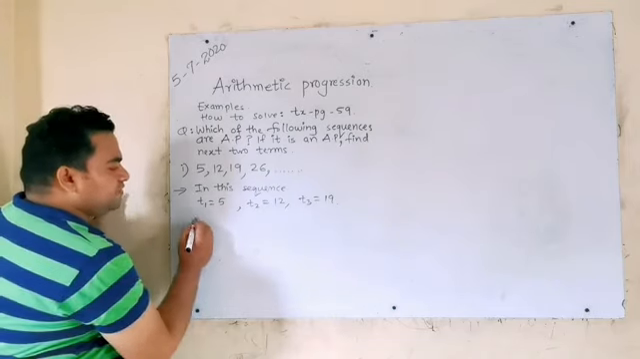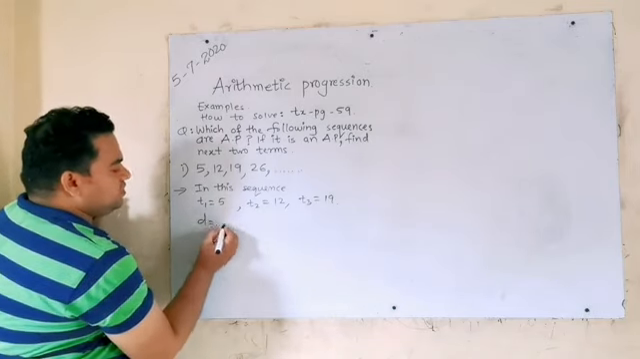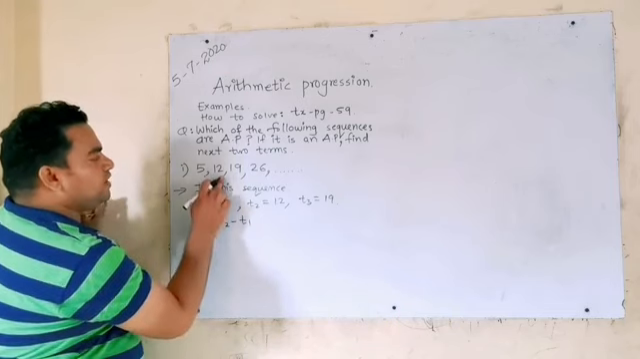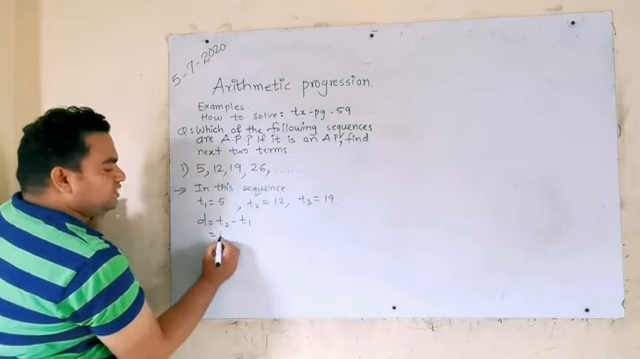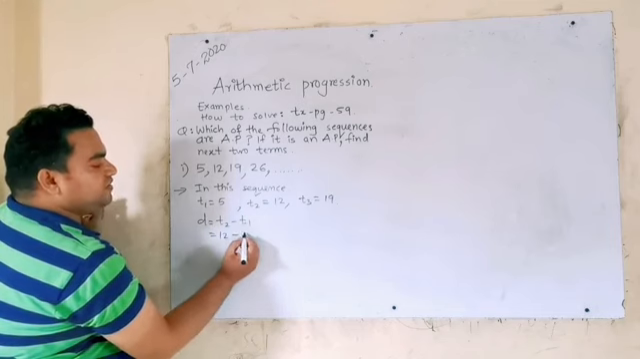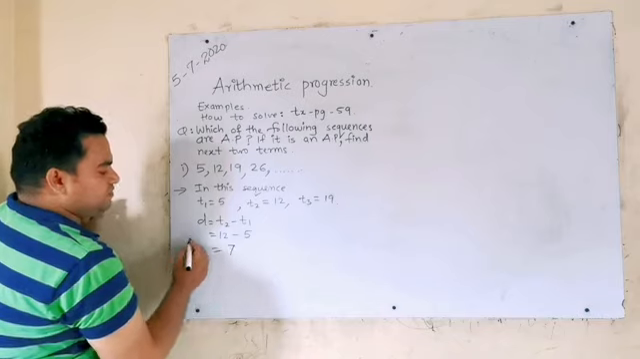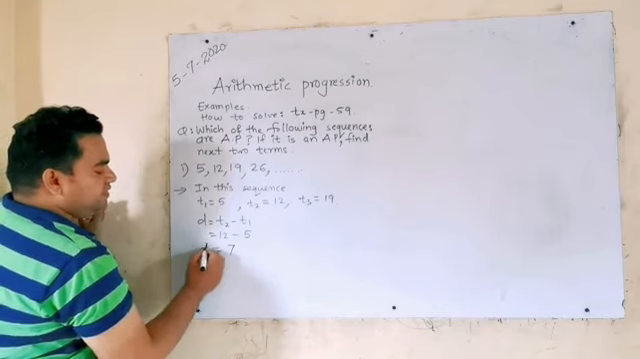So how to find the difference? Now see, D is equal to T2 minus T1, term 2 minus term 1. What is T2? T2 is 12. What is T1 here? 5. So 12 minus 5, the answer will be 7. So D here will be 7.